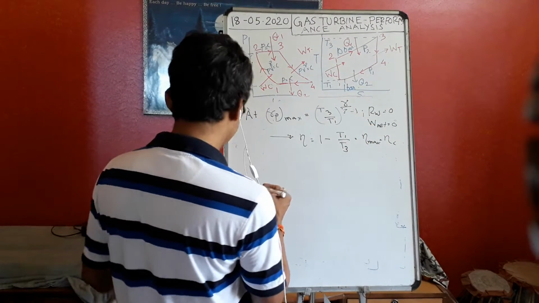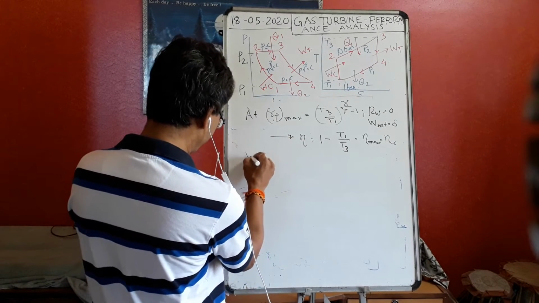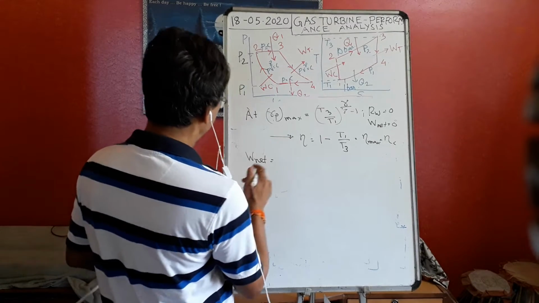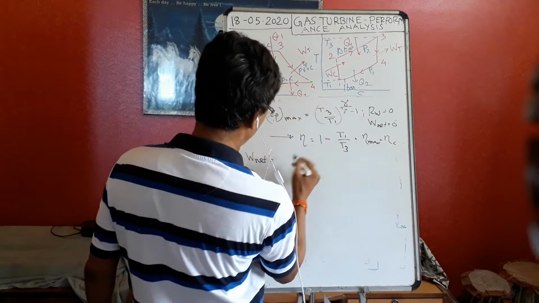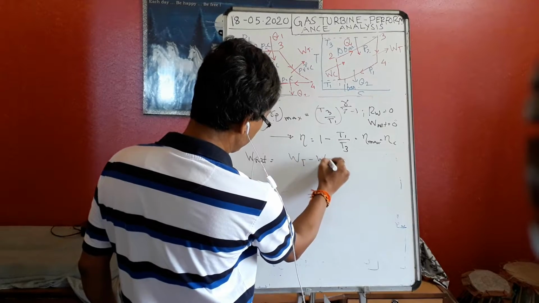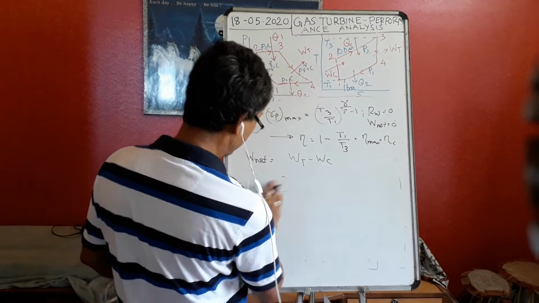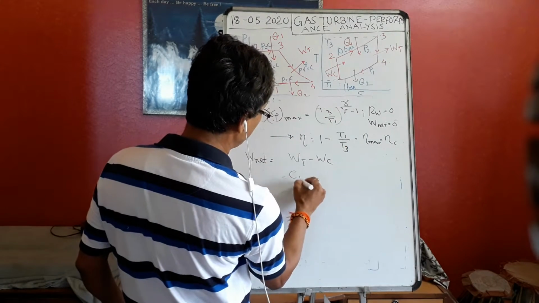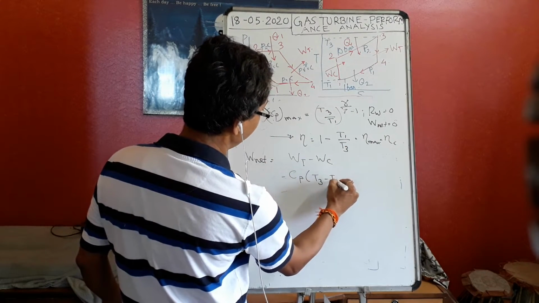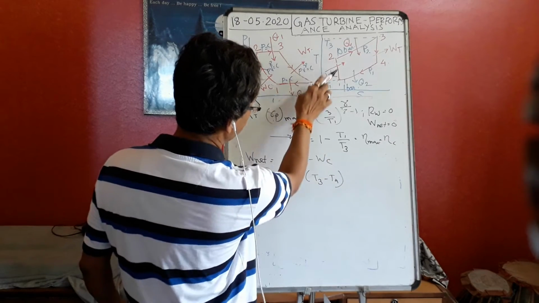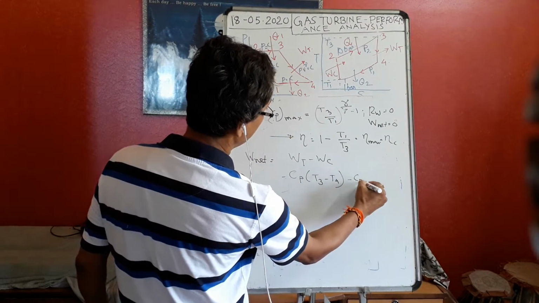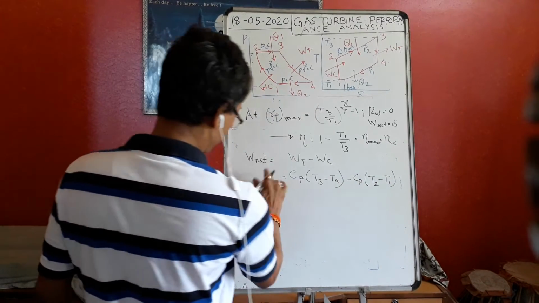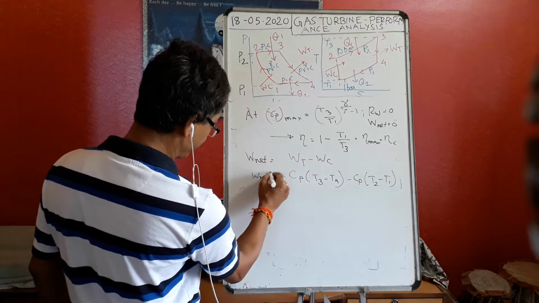So then I have to see what else. Then what is the W net? W net means W turbine minus W compressor. If I consider 1 kg, W turbine is equal to Cp into T3 minus T4. The compressor, 1 to 2, is Cp into T2 minus T1. Now this is W net.